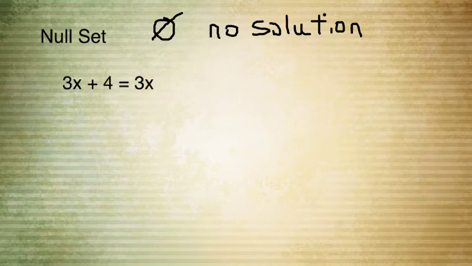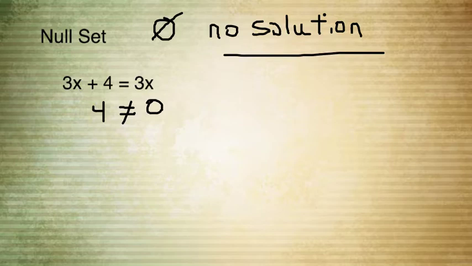Here is the example from your notes. 3x plus 4 equals 3x. And if we solve this equation, we subtract 3x from both sides, we end up with getting the answer 4 equals 0. Well, we know that's not true. So in this situation, whatever number we put in for x will not make this equation true. So we say that this equation has no solution.